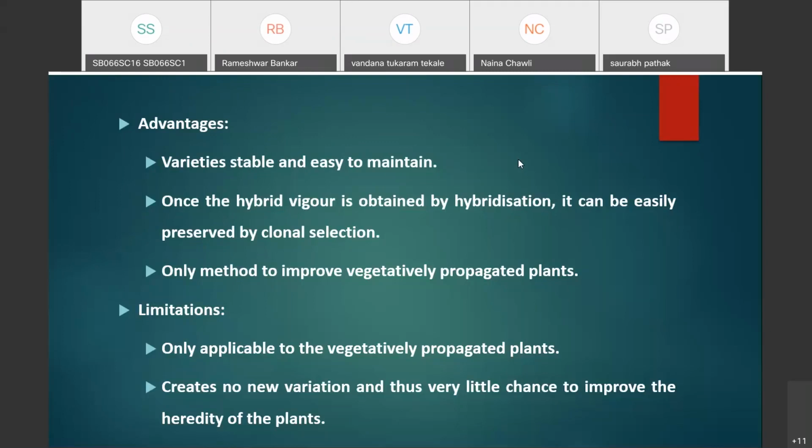Then another limitation of this method is that it does not create any new variation. It does not create any new variation, and thus there is a very little chance to improve the heredity of the plants. That means the process, the field technique and the process of clonal selection we have just discussed, is limited only to the isolation of the best genotypes which are already present in the population.